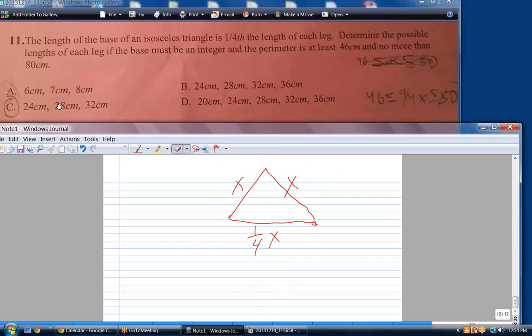We can check C. All of these are going to work, but does that mean it's the right answer? We really have to check D and make sure that one of these doesn't work. So we'll try 20, 20, and 5. That's 45. Too small. So we can rule out D. So only C has all three values that work.